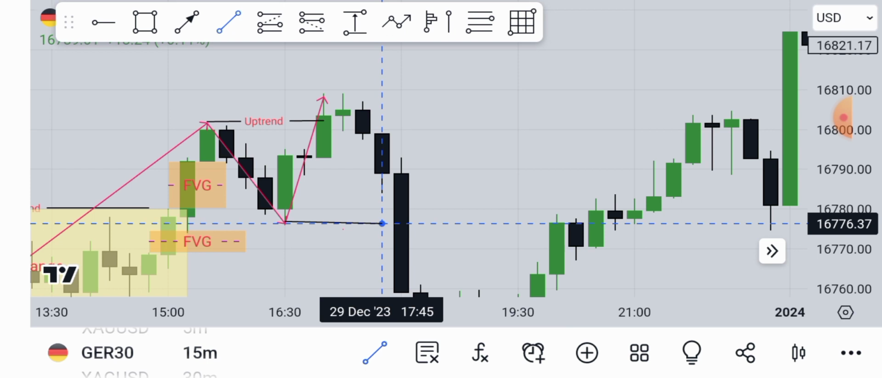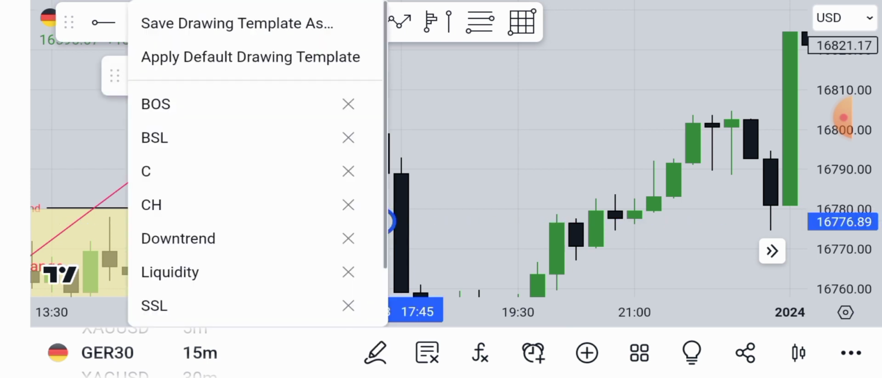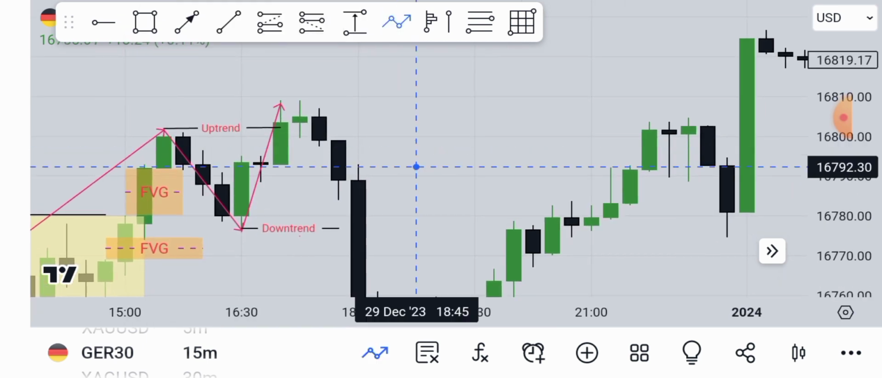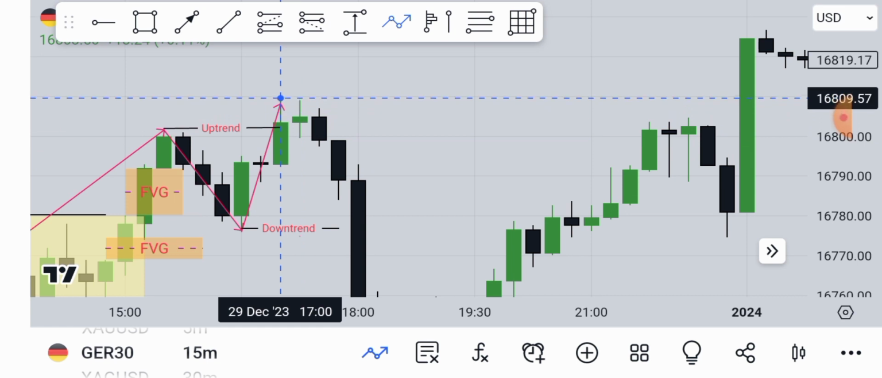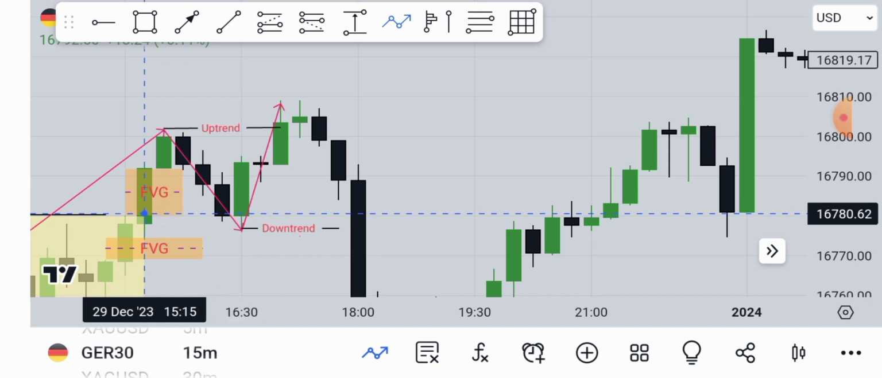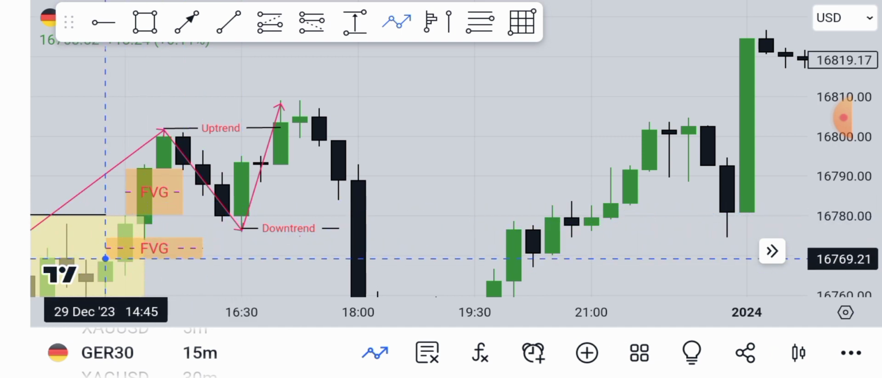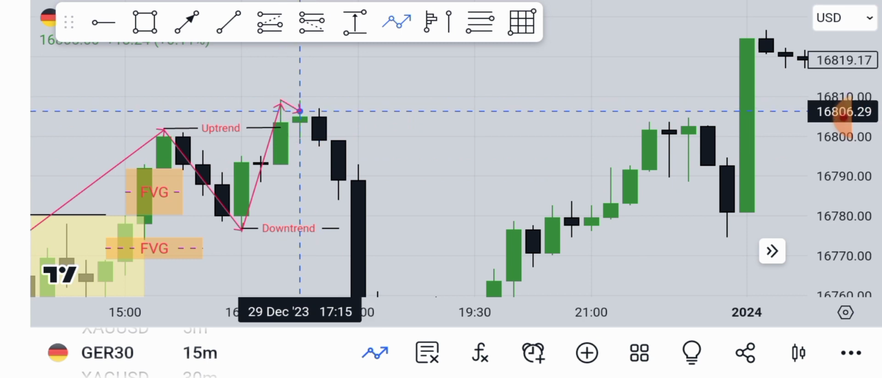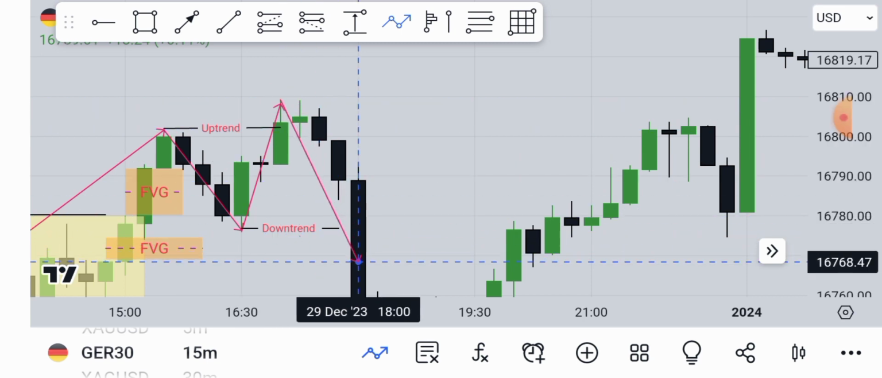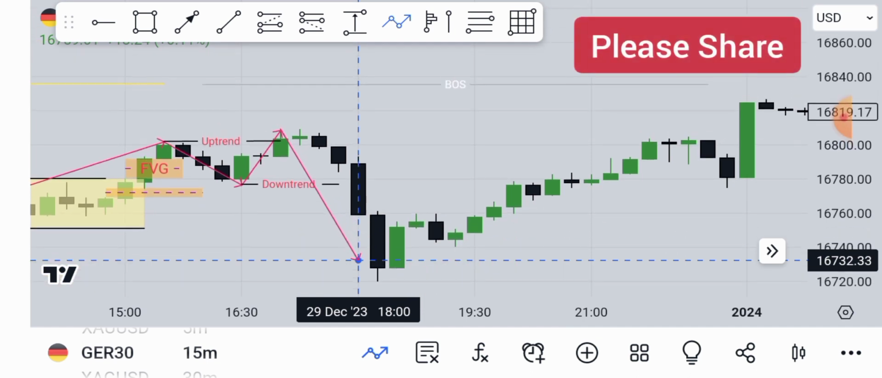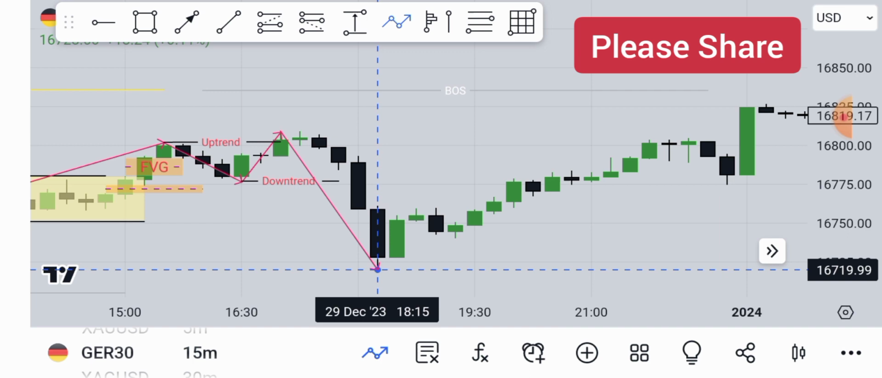So if we take out this low now, which means we are in a downtrend, as you can see, the market then corrects this move. See, corrects this move and then corrects this FVG at the same time. So it went straight down, see, straight down to this low.